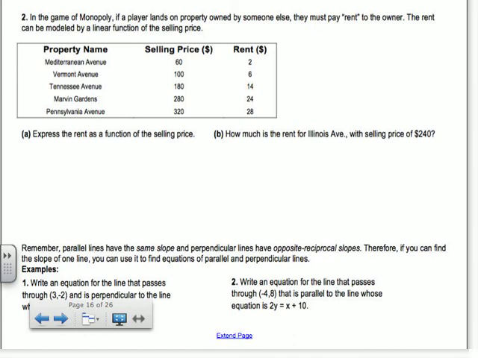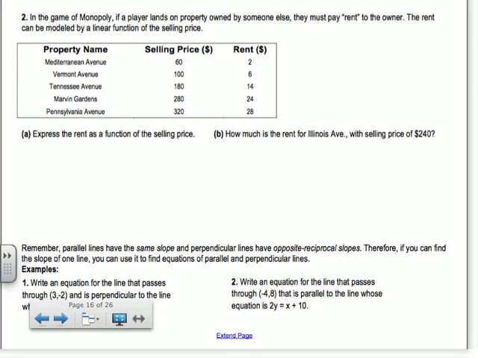All right, so Mediterranean Avenue, the selling price is $60 and its rent is $2. So when you're playing Monopoly, you buy it for the selling price amount. And then when someone lands on your property, remember they pay rent to you. All right, Vermont, the selling price is 100, the rent is 6, so you can see all those different things. So express the rent as a function of the selling price.